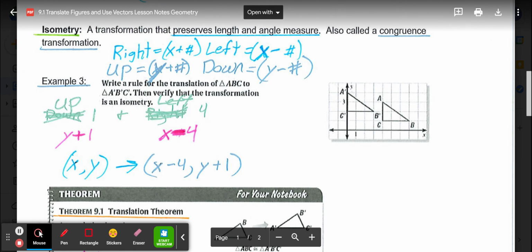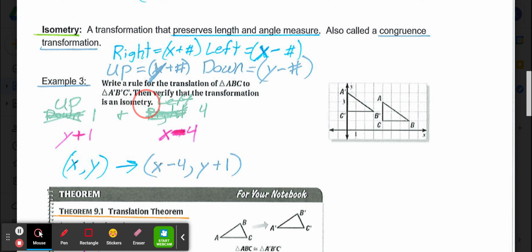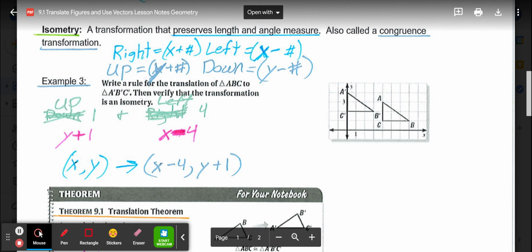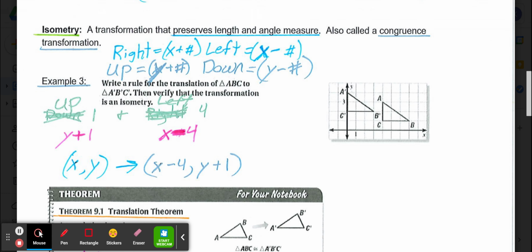It says, write the rule for the translation of triangle ABC to triangle A prime, B prime, C prime. Then verify that the transformation is an isometry. First off, we need to write the rule. When I first looked at this, I originally thought it went down and right. Well, I was wrong, because A prime, B prime, C prime is the one here on the left. That's our final image. The original pre-image is just ABC. So really what we're doing is moving each vertex up 1 and then left 4.